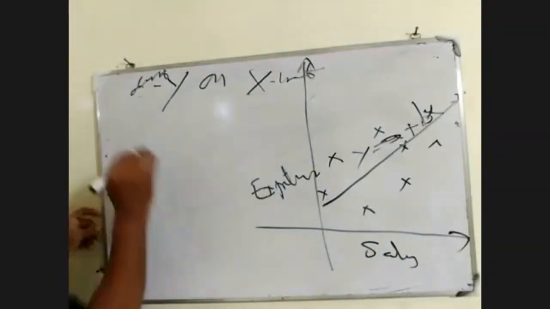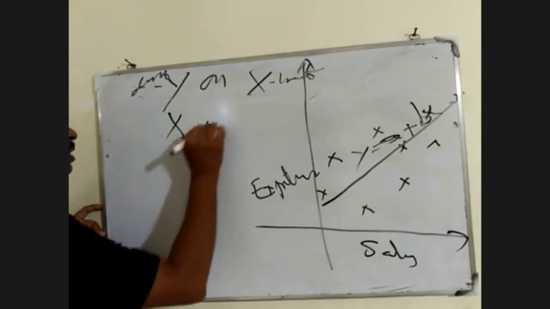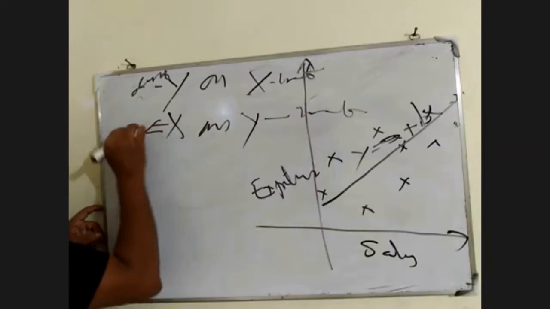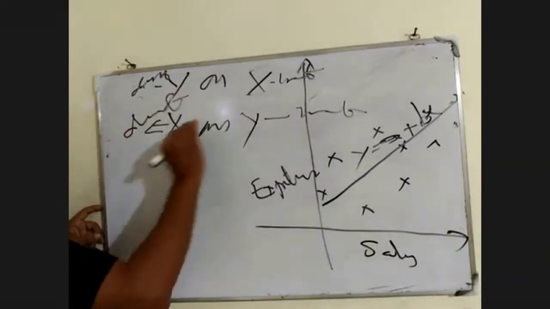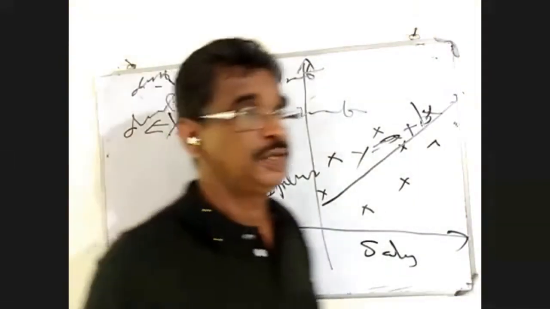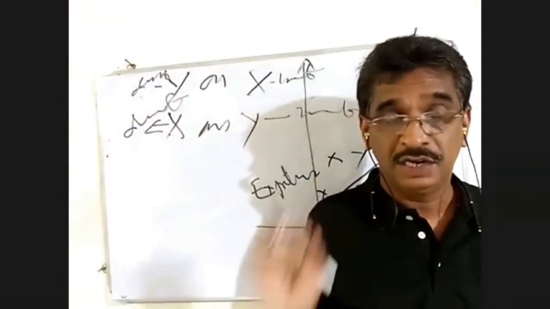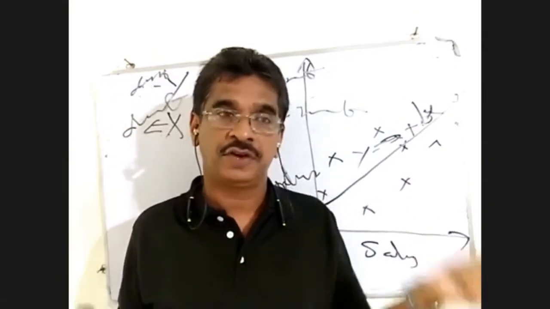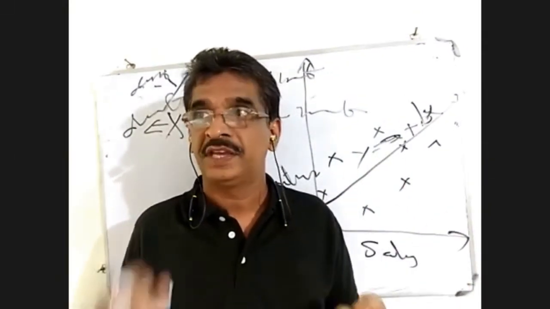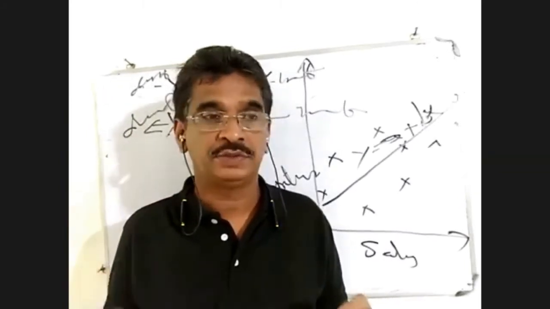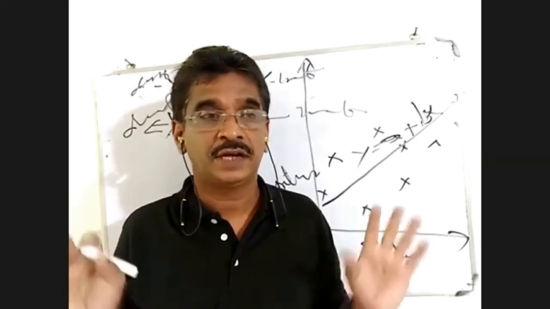Another is x on y. In x on y, y is the independent variable and x is the dependent variable. So in the two variables case, we can fit two straight lines: one is y on x and the other is x on y. That's the difference between y on x and x on y, and why there are two types of regression.